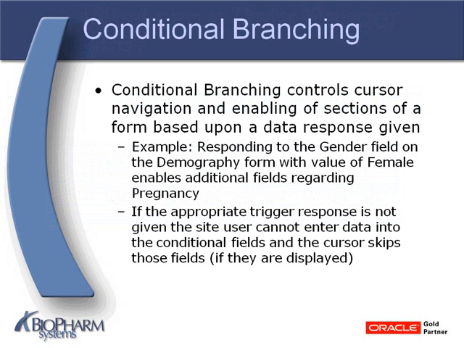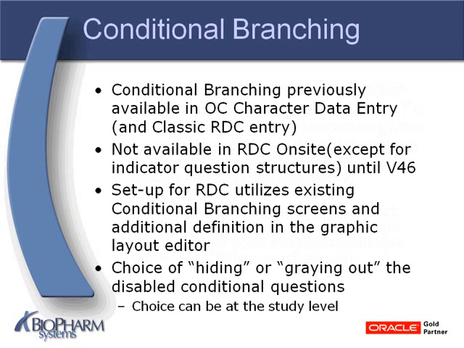Next, we want to talk about conditional branching. Now, conditional branching does control cursor navigation and also enables sections of a form based upon the data response given. So for conditional branching, what we can think of is perhaps we are responding to the gender field on a demography form with the value of male or female. If we answer female, additional fields regarding pregnancy for this patient will be enabled. If the appropriate trigger response is not given, so for instance, if they answer male, the site user can't enter data into those conditional fields, and the cursor skips those fields if they were displayed. We can also choose to not display them.